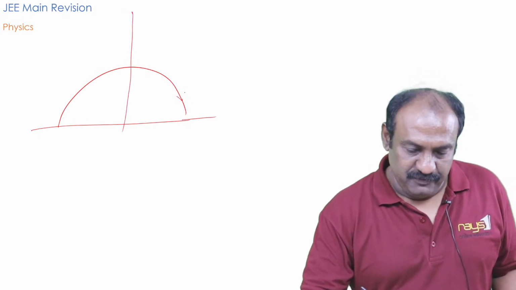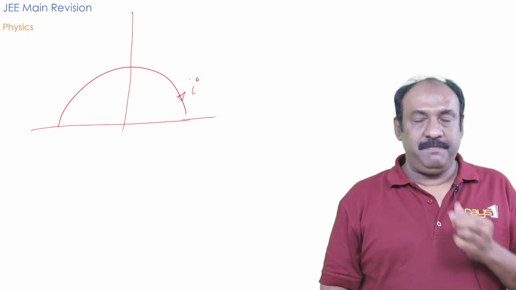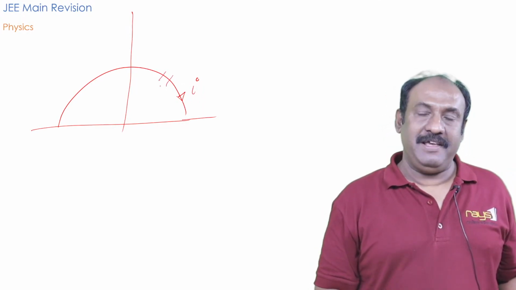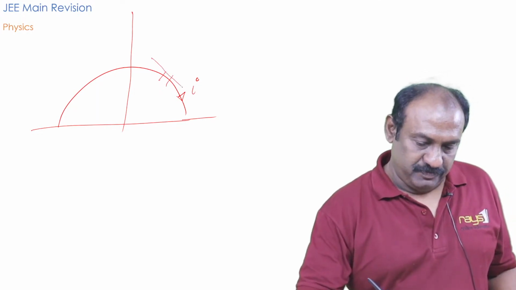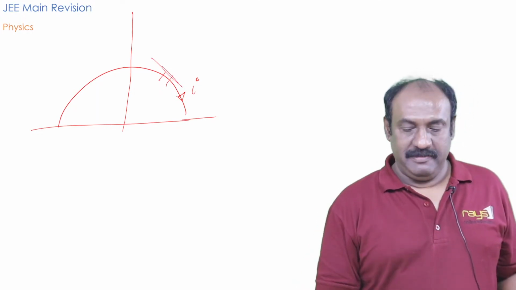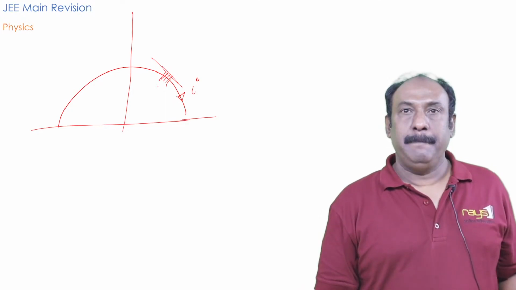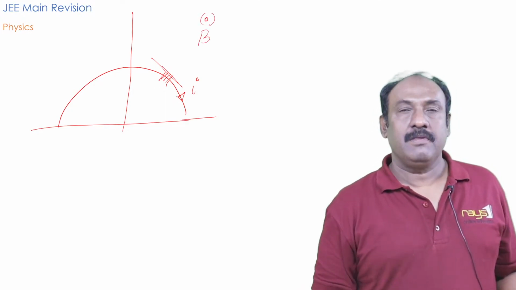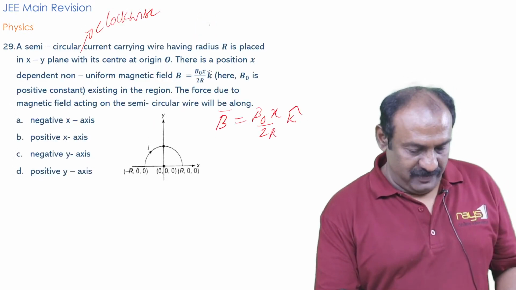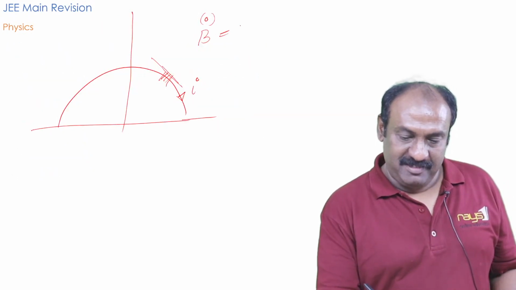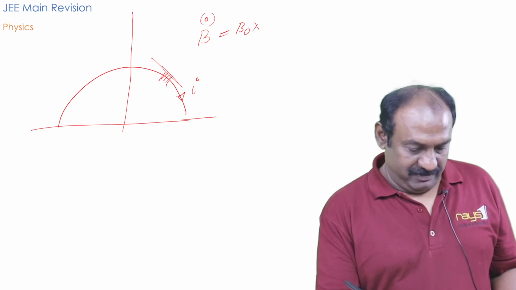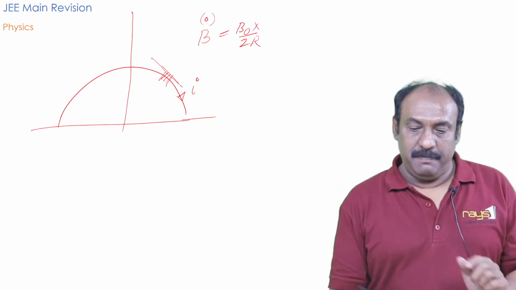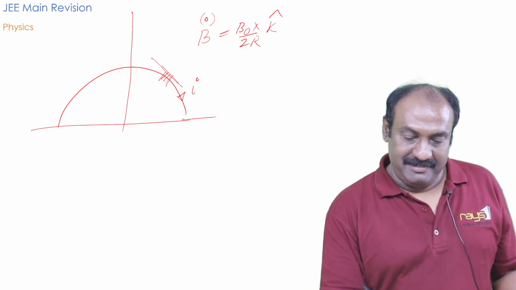When current flows in clockwise direction, I consider one of the elemental strips like this. Here B acts out of the plane. What is the value here? B equals B naught x by 2r, and B acts out of the plane, that is k cap, because x is positive.